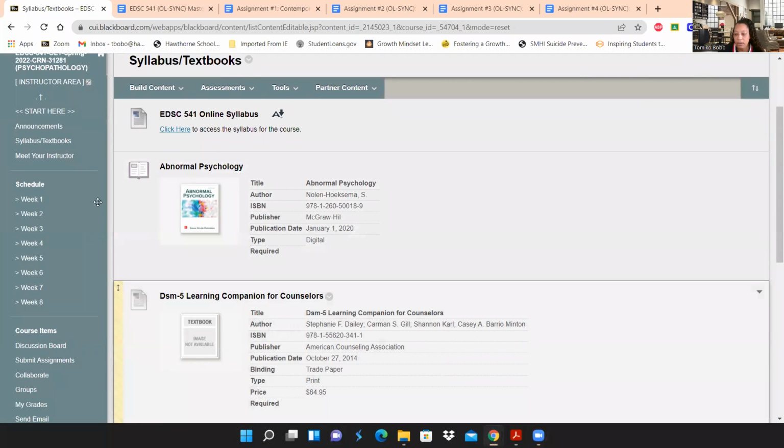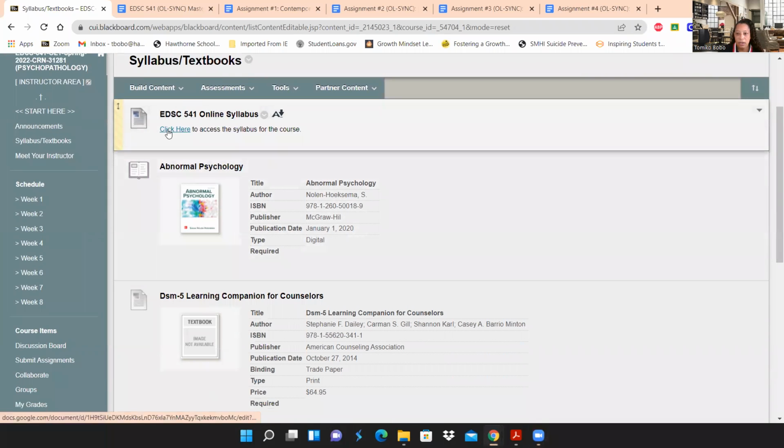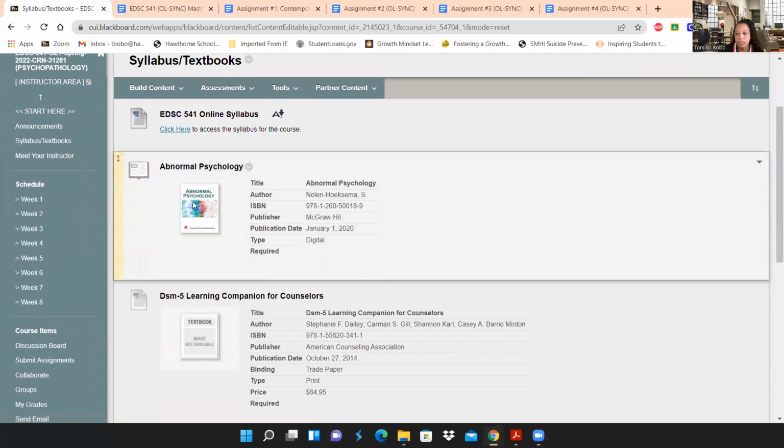On this side here in the sections weeks 1 through 8, that is where all of your assignments are. I'll be going over those assignments. Currently, I'm in the syllabus and textbook. You click on the link here for your syllabus, and you click on the link here to get more information about your textbook, Abnormal Psychology. Also, you should have the DSM-5. The DSM-5 will be used in this course in doing your research projects.